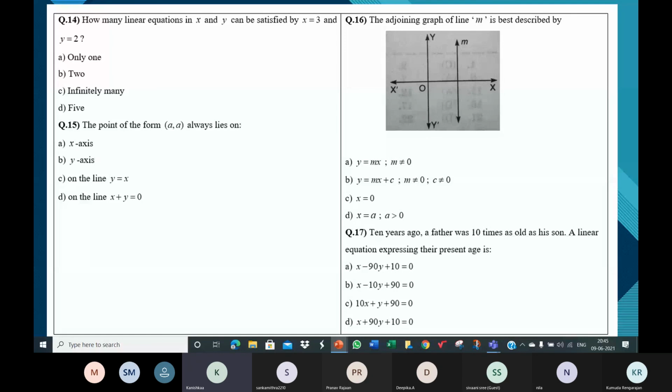Ma'am, can I say the answer for 14? Okay, only for 14. Yeah. Infinitely many, ma'am. So how many linear equations in x and y can be satisfied by x is equal to 3 and y is equal to 2? So 3, 2. We know that there are so many lines passing through a given point. The point is 3, 2. We can draw infinitely many lines passing through the point 3, 2. So infinitely many solutions. Infinitely many lines. How many linear equations in x and y? Infinitely many. Correct.